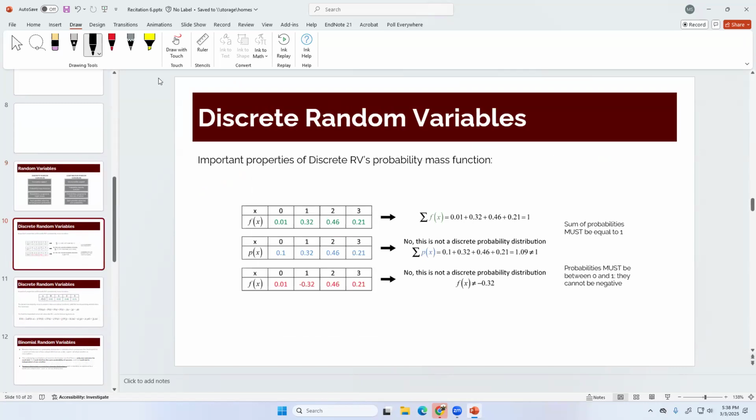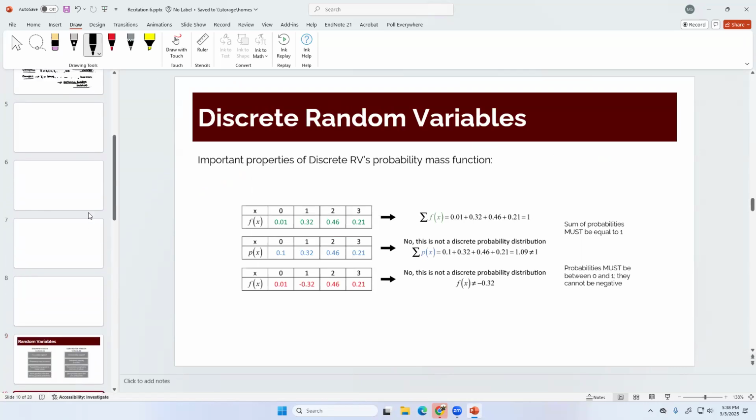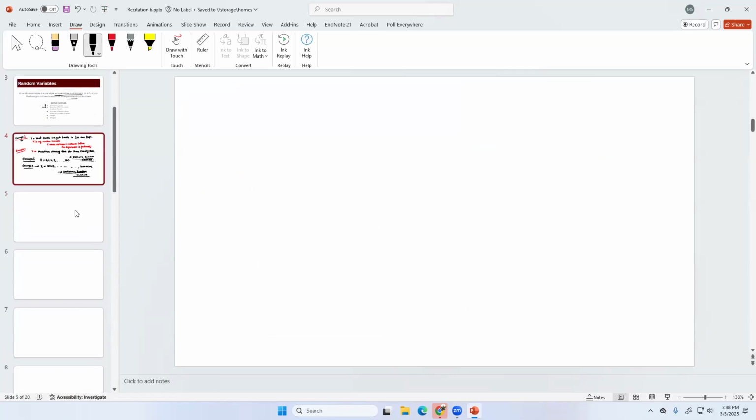So let's look at discrete random variables, right? Let me first give you an example of discrete.